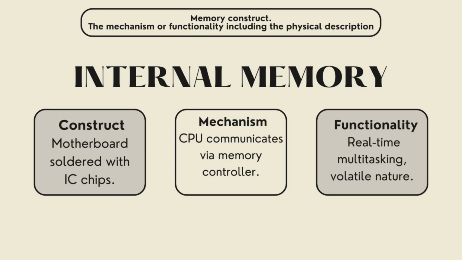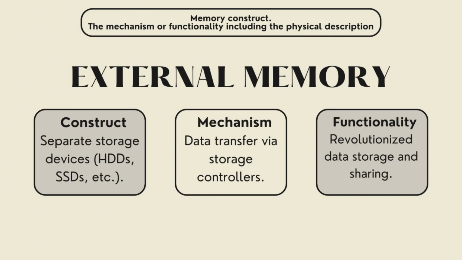Hello everyone, my name is Kavinesh. Today I will be explaining about critical components of computer memory, which are internal and external. Starting with internal memory, it's like the brain, immediate storage integrated into the motherboard through chips. These chips, equipped with millions of transistors, store data as binary code 0 and 1. The CPU communicates with this internal memory through a memory controller facilitating real-time multitasking.